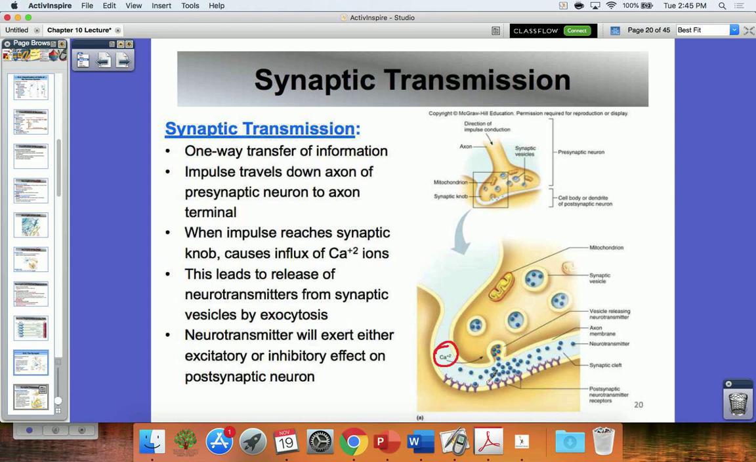some type of effect. It could be one to excite the postsynaptic neuron to make it do something, or it could be something that will stop it from doing something. Maybe it's to inactivate a gland. If we are cold, we want the sweat glands to be inactivated. So it could be something to inactivate or inhibit a neuron.